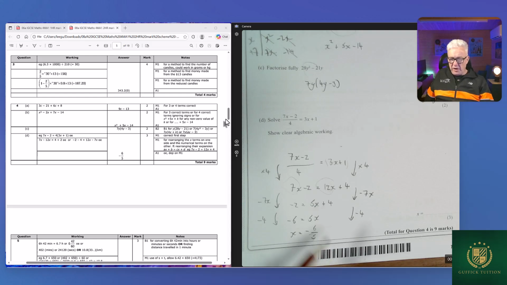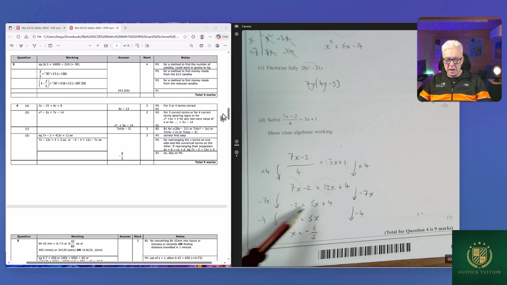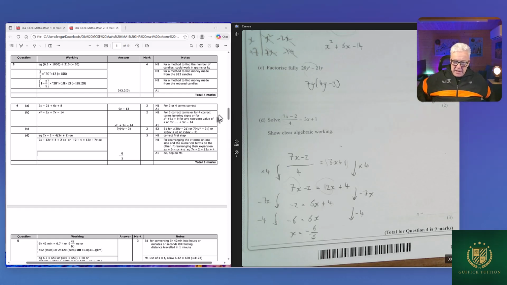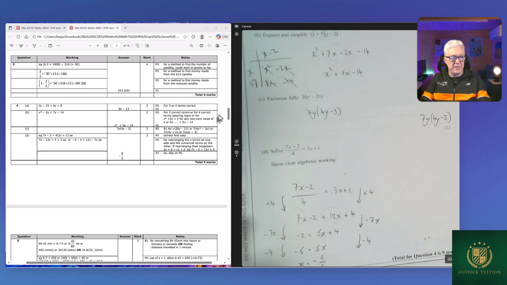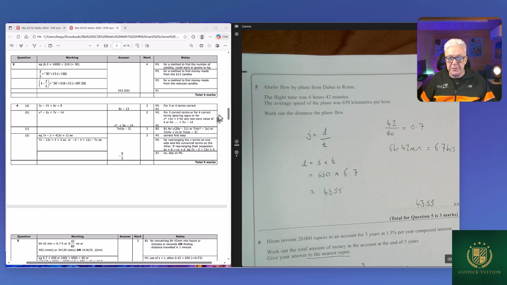And then finally, let's take that 4 across to the other side as well. And then we're going to finally divide by 5. So that gives us minus 6 divided by 5 is our x. And that is that question done. Right, let's have a look at another couple. What have we got here?